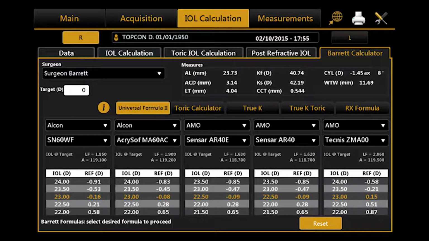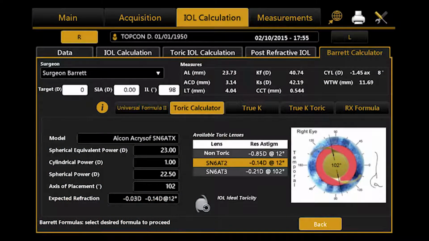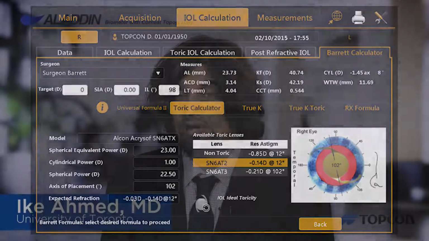There's no axial length adjustment needed for long eyes. It's effective in shorter eyes as well. So we find the broadest range of application with the Barrett. The Barrett toric calculator, I think, has become the predominant calculator for toric IOLs because, of course, of the compensation for posterior cornea and the adjustment of ELP in the toric calculation.